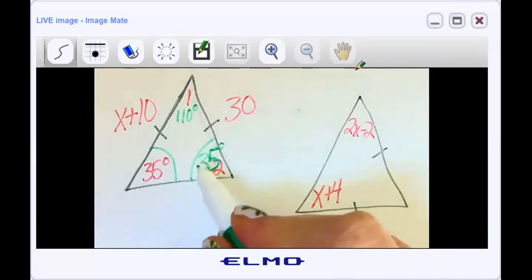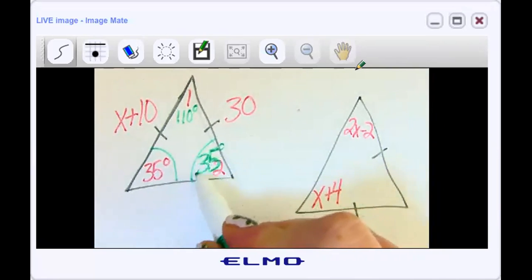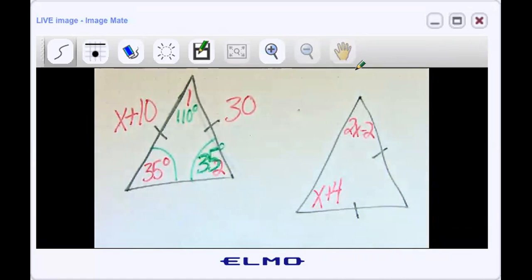Wait, I have a question. Yeah. Why is it 110 degrees? So 35 plus 35 is 70, right? Yeah. So don't you have to do 180 minus 70? Oh, yeah, I did my math wrong. I thought it was 10. Never mind.